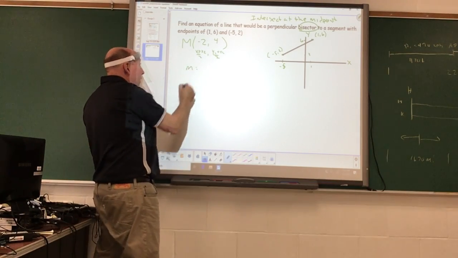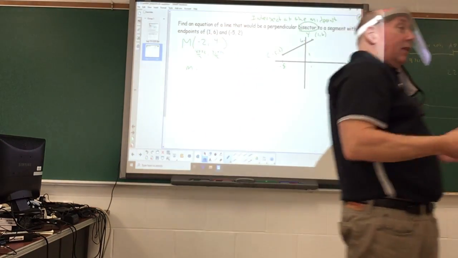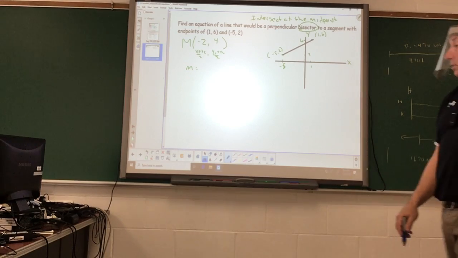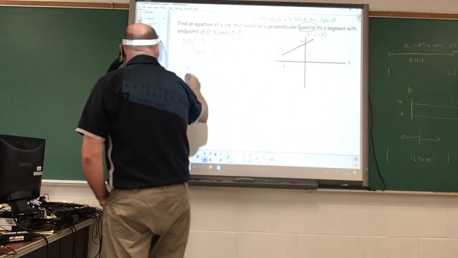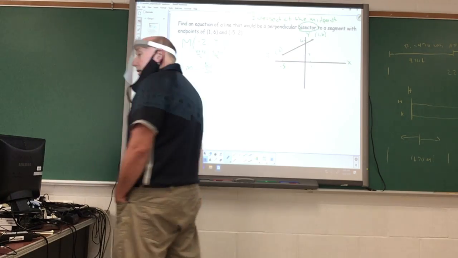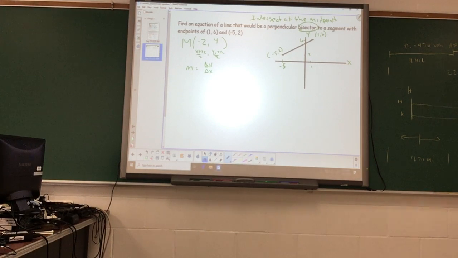Next thing we need to find is our slope, because we had to be perpendicular to the segment. So we had to find the original slope of the segment. So to find the original slope, we have to go back to our slope definition, delta y over delta x. So go ahead and calculate your slope. Y2 minus y1 over x2 minus x1. Find your slope.